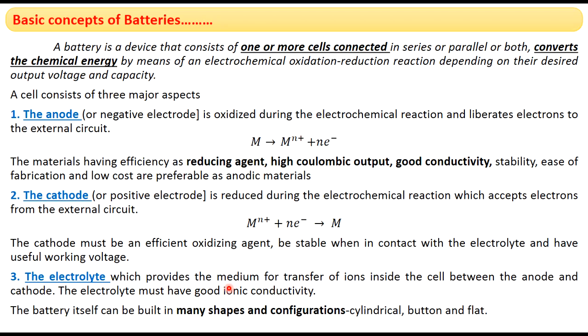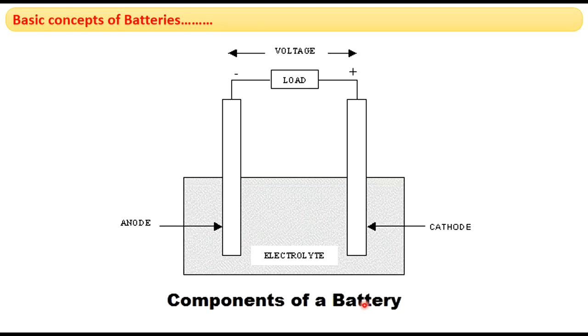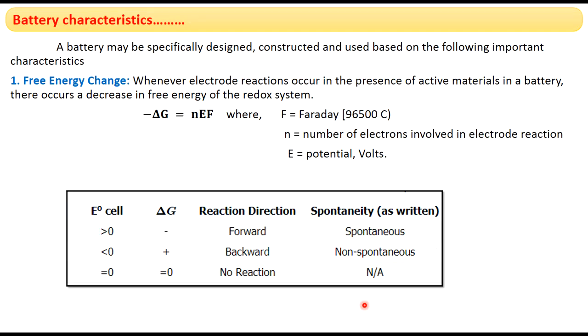And we are using different batteries in our day-to-day life. These batteries come in different configurations and different shapes. We have seen cylindrical batteries, button shaped batteries, and also flat batteries. They come in different shapes and configurations, their output will be different, and capacity also will be different. So this is about the components of a battery, and we'll move on to the next topic, that is characteristics of a battery.